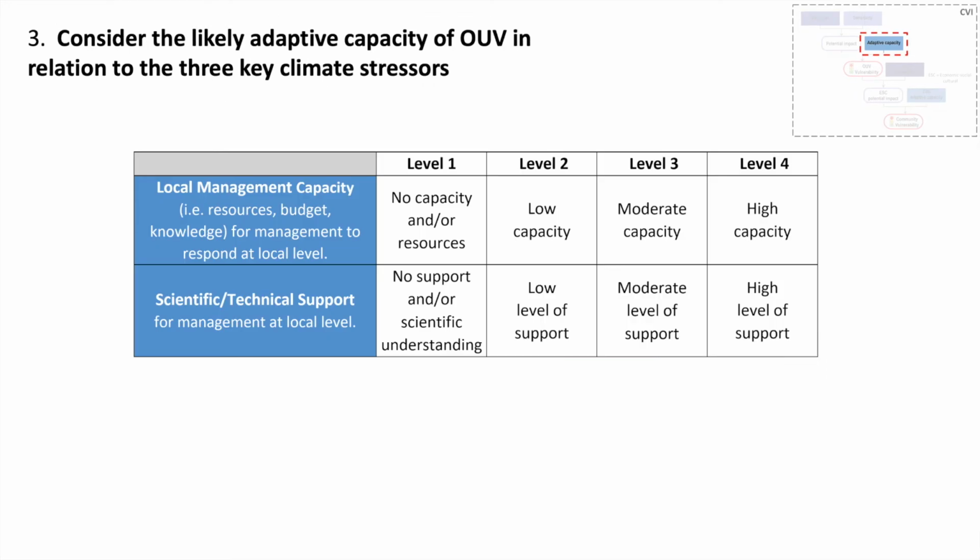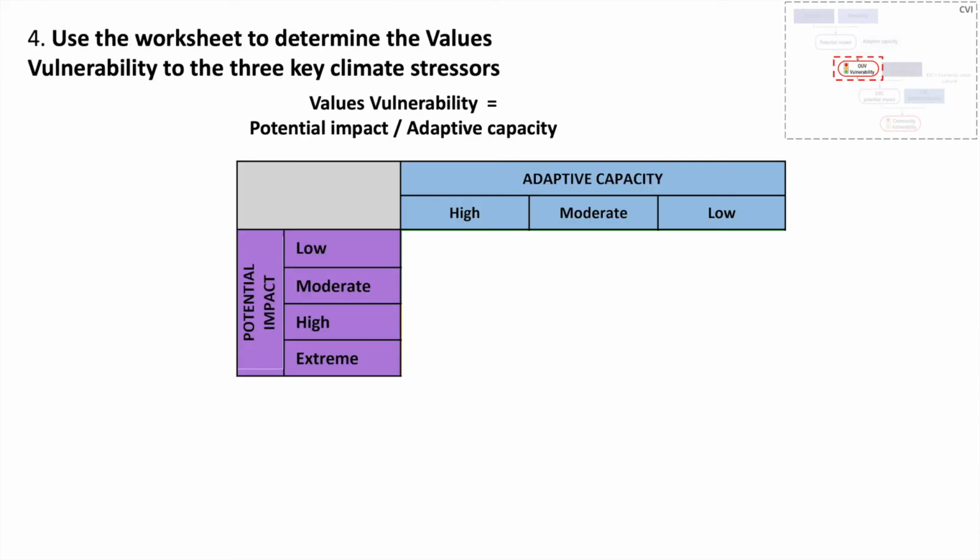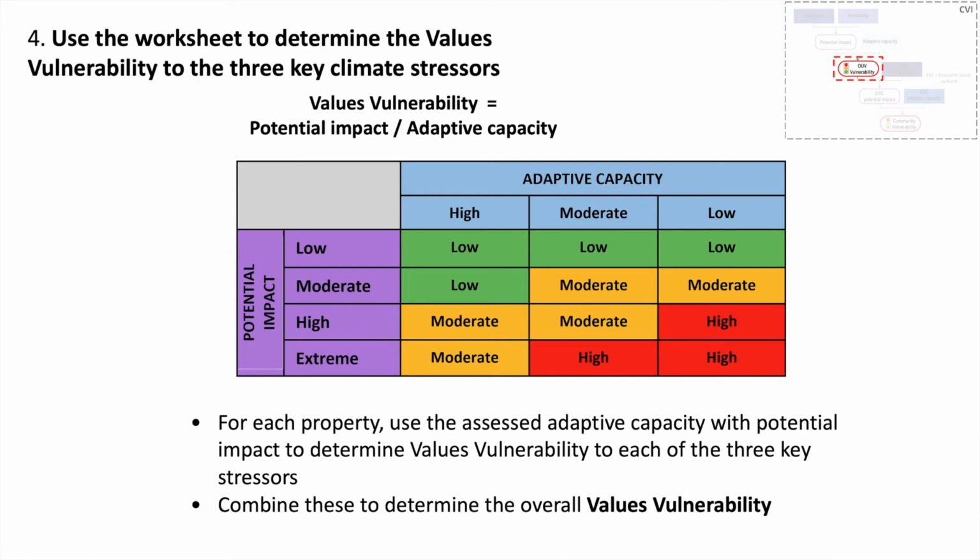From there, we look at the adaptive capacity of the values in relation to the three key climate stressors. And these are factors like the resourcing and the technical know-how that exist within the property, but also we look at the effectiveness of those strategies to address the climate stressor that's involved. And effectiveness is an important point within this. Again, we take that potential impact and the adaptive capacity assessment in a risk matrix approach to produce our values vulnerability. And we output this on a traffic light scale, green, yellow, red. And all of those pieces come together.